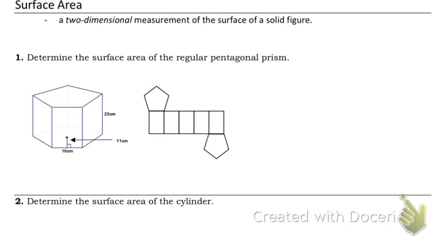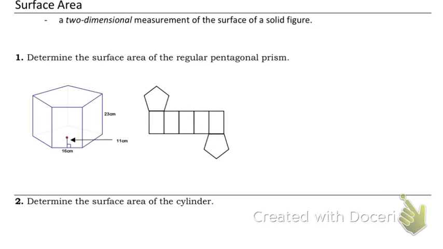And today we're going to start off with surface area. The definition of surface area is a two-dimensional measurement of the surface of a solid figure. In other words, if you remember from volume, volume is how much it takes to fill an item up, like fill something up with water. Surface area is taking those two-dimensional areas, all of the things that encompass this figure, and just adding them together.